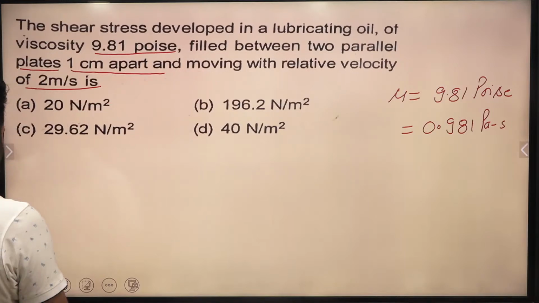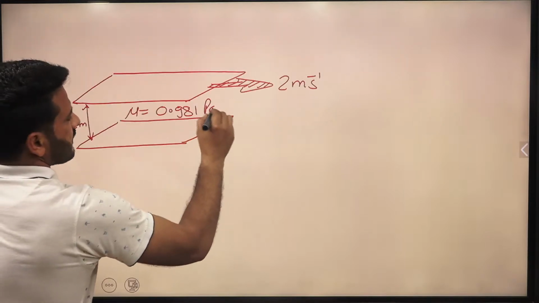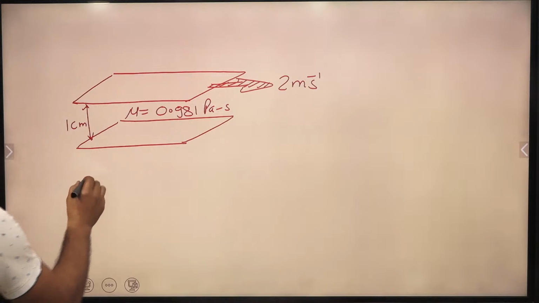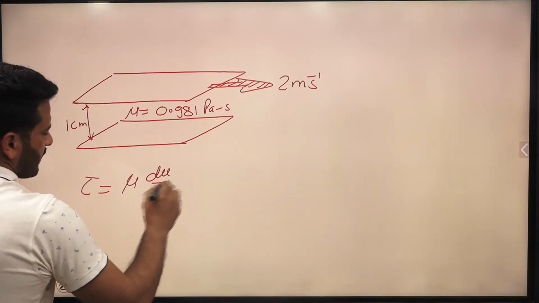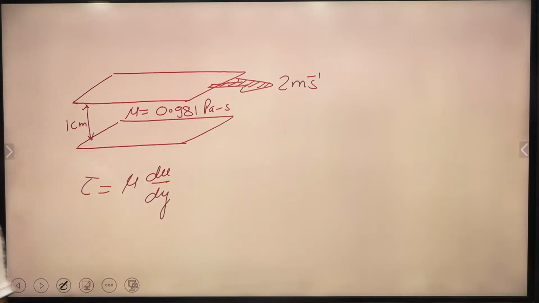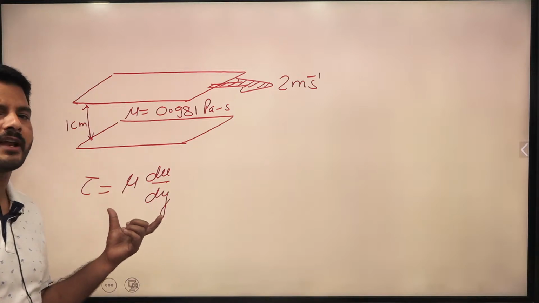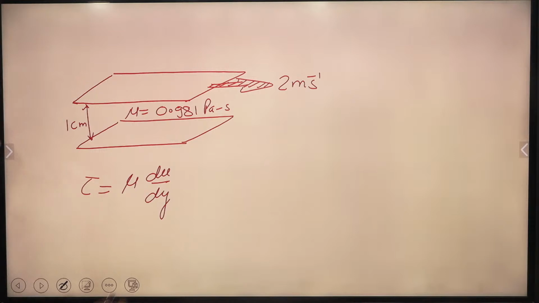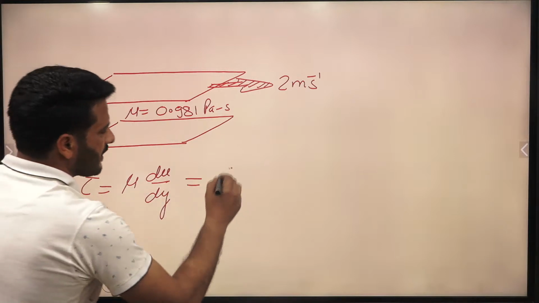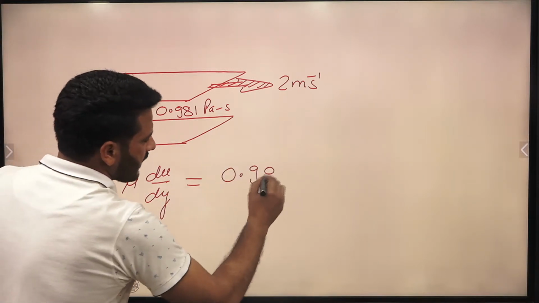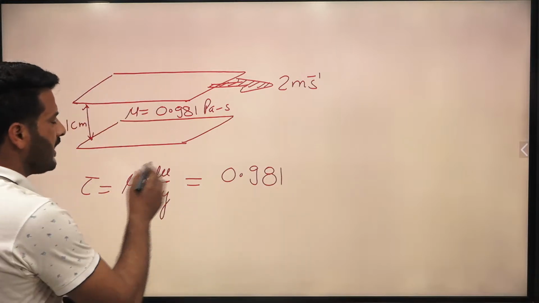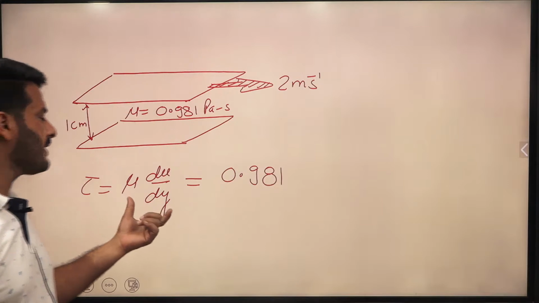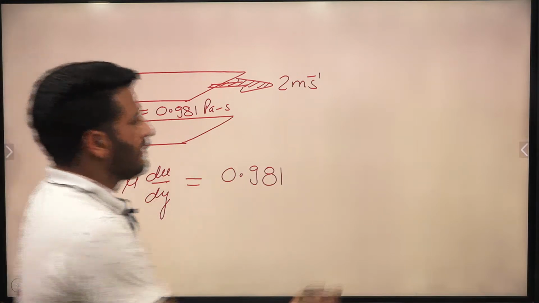Yes, 0.981 Pascal second. So right now we have to just apply Newton's law of viscosity formula for calculation of this shear stress. So tau equal to mu du upon dy. This you know very well, the basic formula. This mu is nothing but 0.981 given in the question. We just convert it into the SI value. So du is the change in velocity, dy is the change in distance basically.